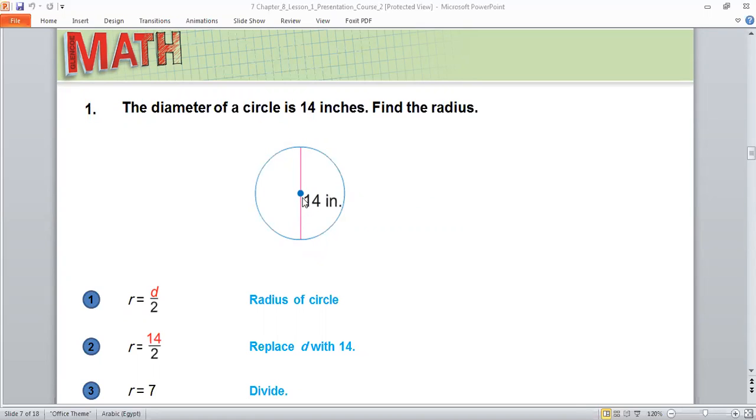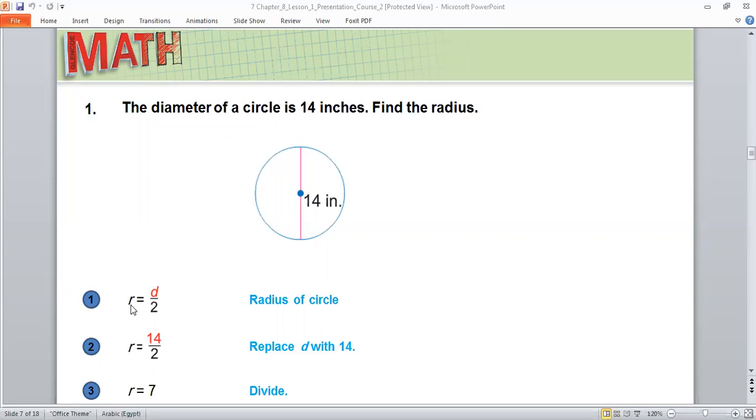And I need the radius. Where is the radius? From the blue point, the center, to this point. This point is called the center, and to this point I call it the radius. If I need the radius, what will I do? The radius is equal to the diameter divided by 2.